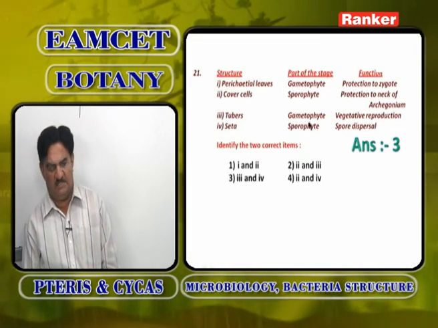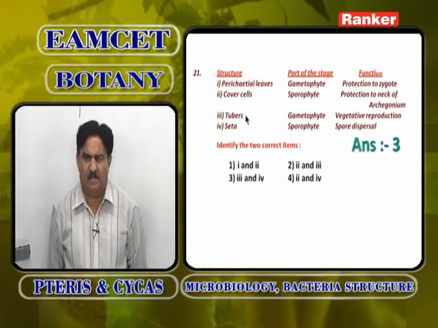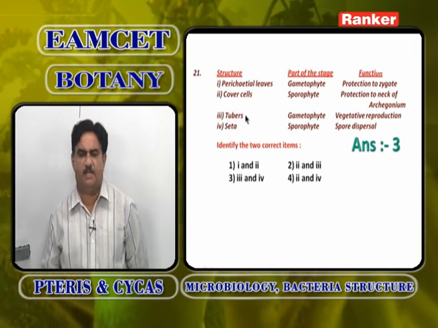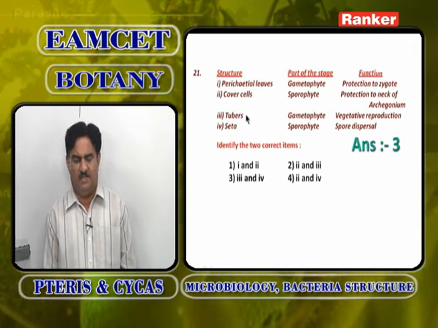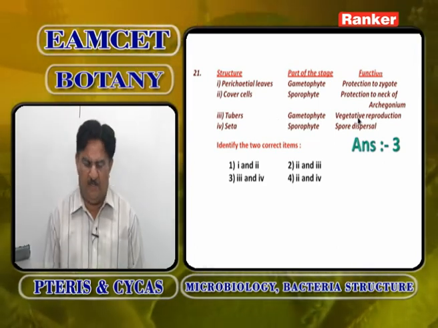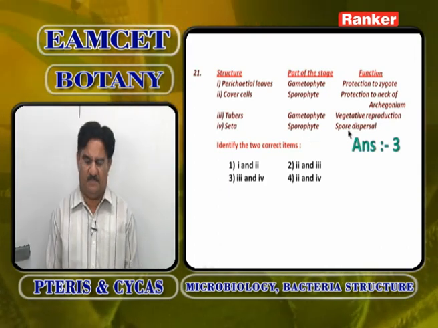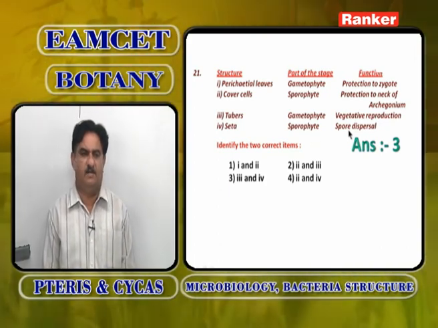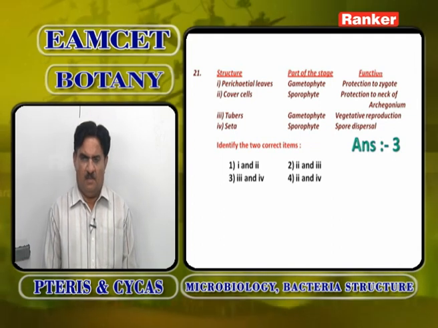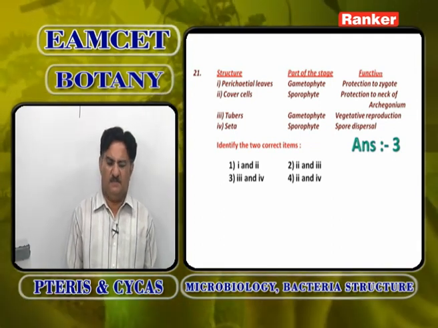Tubers, gametophyte, vegetative propagation is correct. What are tubers? Special subterranean resting buds formed on rhizoids, sometimes on colloids, helping in vegetative propagation are called tubers. So, tubers are found in the gametophyte, correct. Helping in vegetative propagation is correct. Seta, sporophyte, spore dispersal. Seta is present in the sporophyte, with foot, seta and capsule. By twisting and jerking movements of seta only, dispersal of spore takes place.